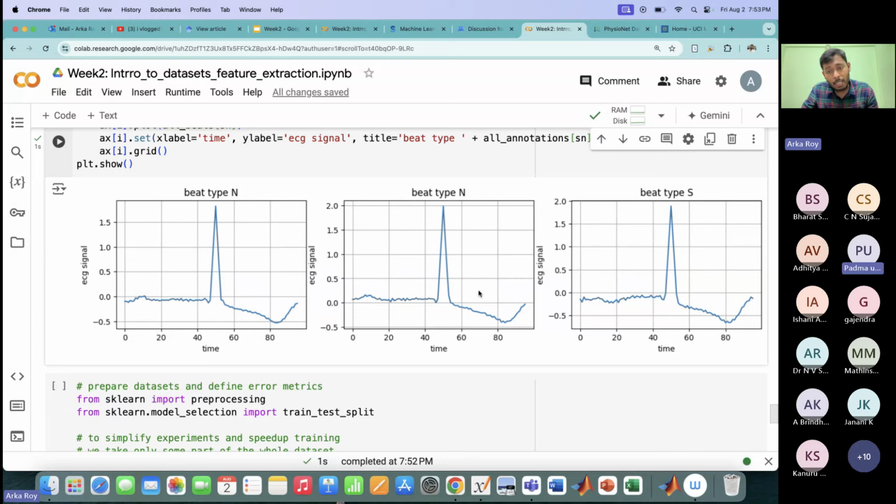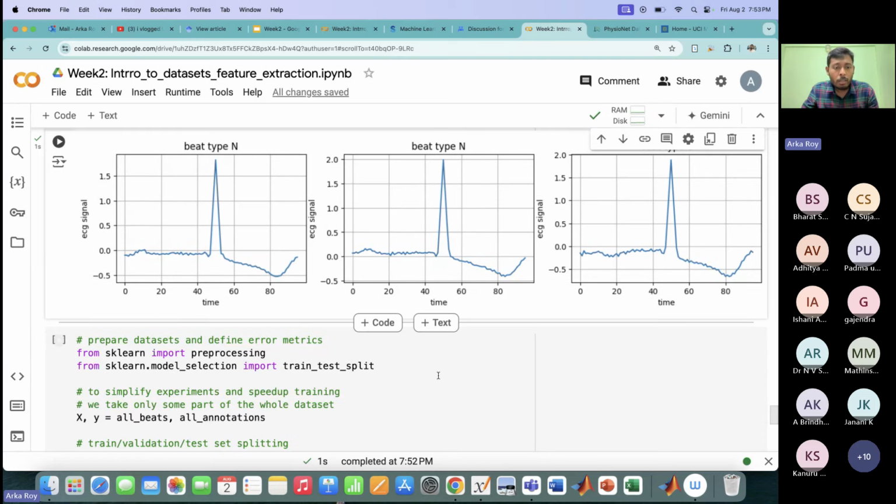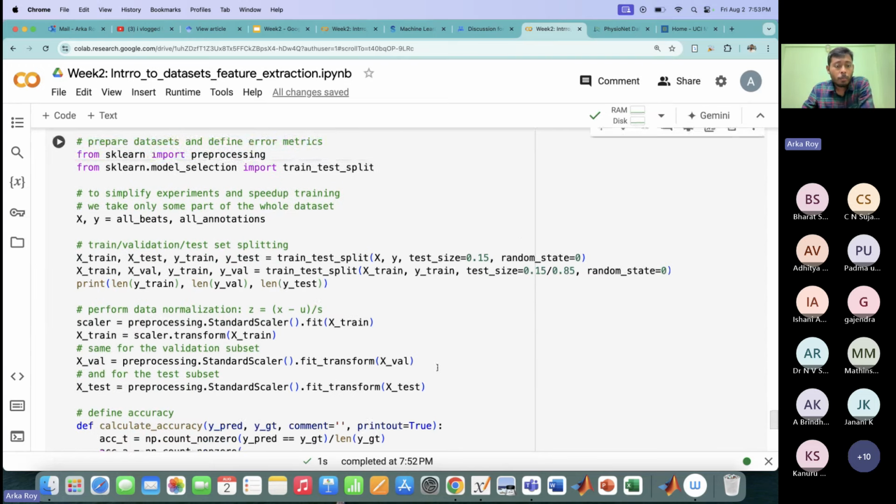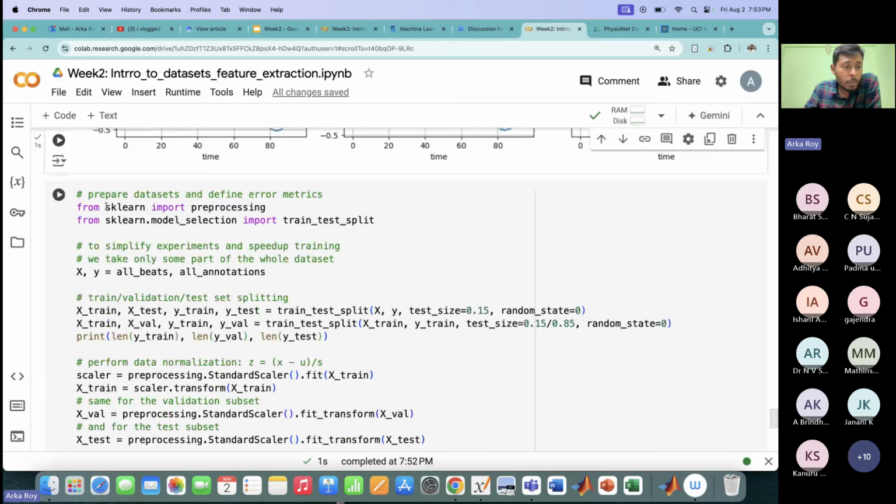So if you extract such features and use ML models or DL models to classify them, your model will find a very hard time classifying them because your features are not discriminative. So let us now do the classification job.